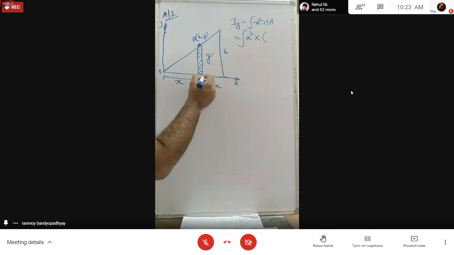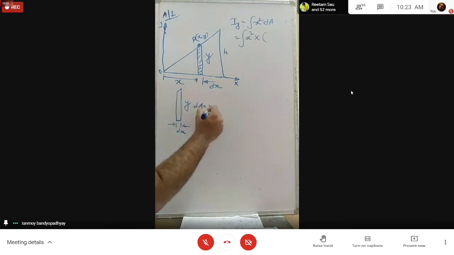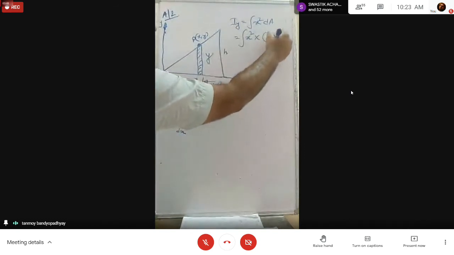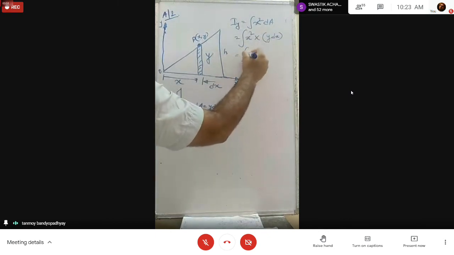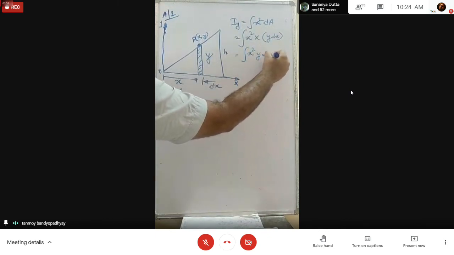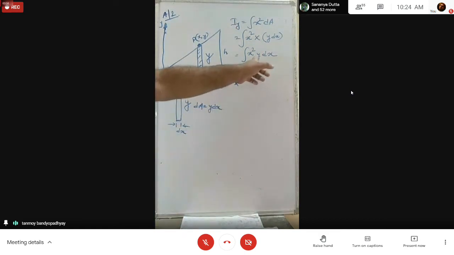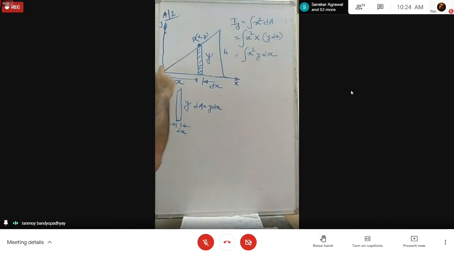So this is a rectangular strip. If I eliminate this end effect, the length is y and the breadth is dx. So dA will be equal to y into dx. So we should have the integration of x square y into dx. Now we have to convert this y into terms of x. Since this point P(x, y) is on this curve, it must satisfy the equation of this curve.